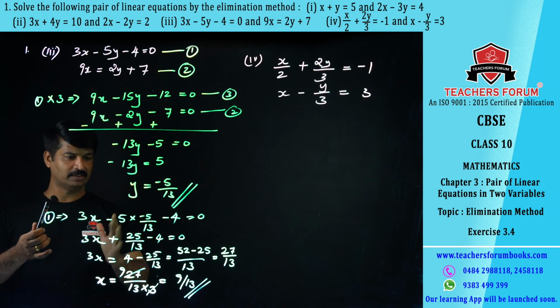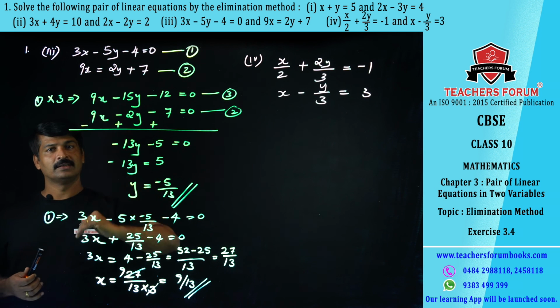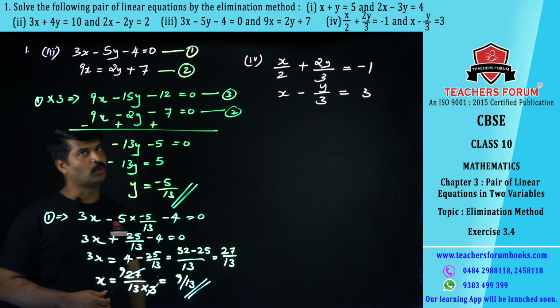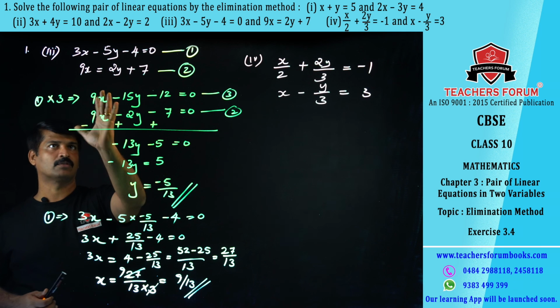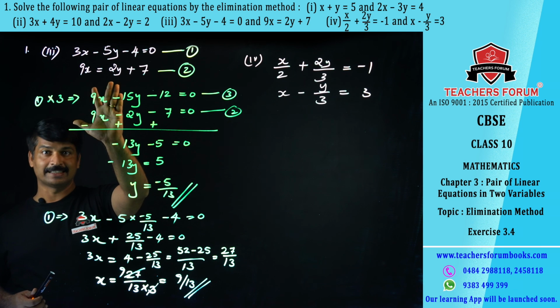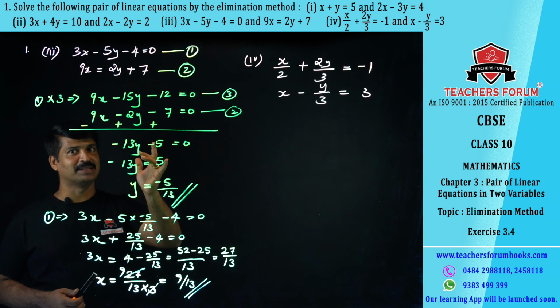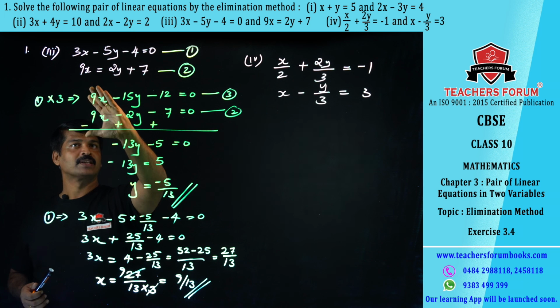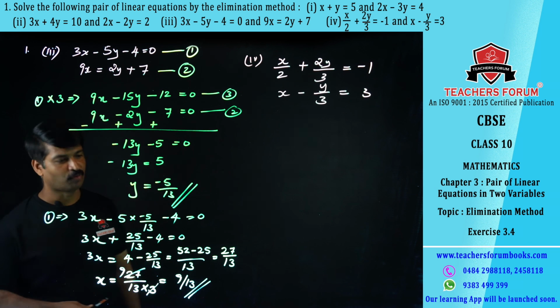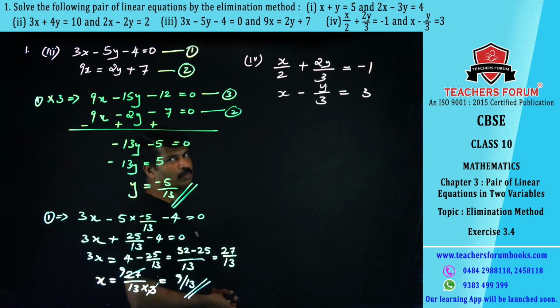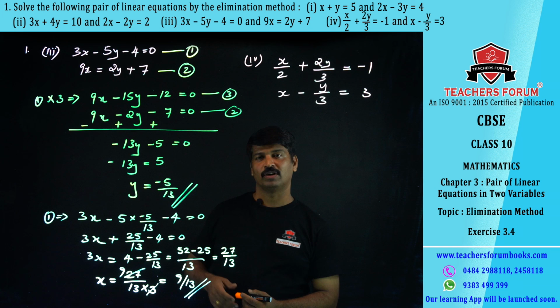So what did we do here? Here we made the coefficient of x equal, then you just subtract, and this term gets eliminated. That's why this method is called the elimination method. It gets eliminated, you get the value of y, and when you substitute in equation number 1 or 2, you can find the value of x.